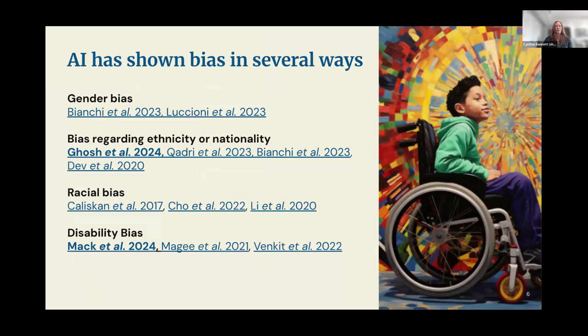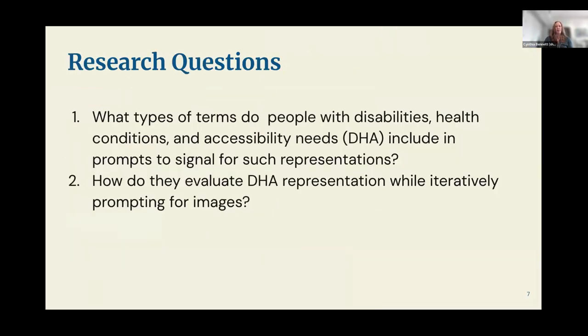Next slide. And specifically, we are asking, what types of terms do people with disabilities, health conditions, and accessibility needs include in prompts to signal for this type of representation? And how do they evaluate DHA representation through an iterative prompting process, like what they might be doing when they interact with AI image tools?